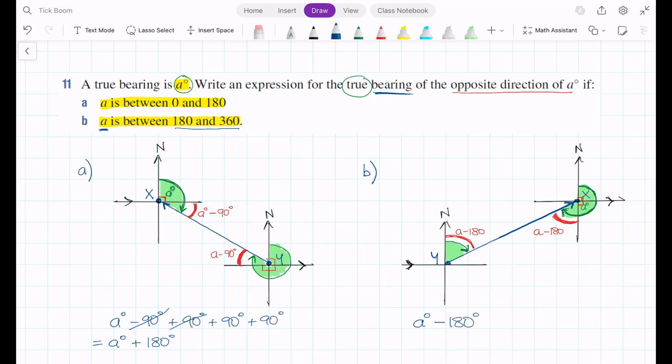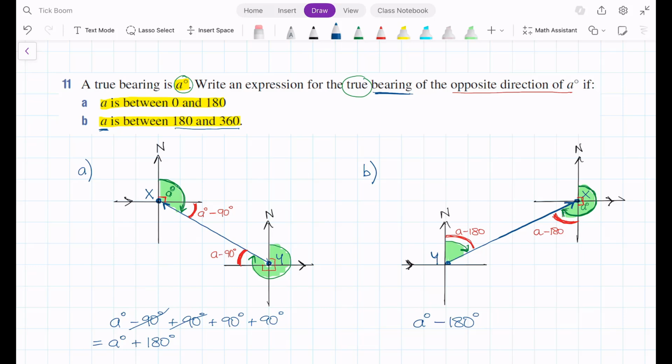And you may find that equally interesting because for part A, when we had a true bearing of A, the true bearing in the opposite direction was A plus 180. Now, in the same situation, which is simply with A being more than 180 degrees, the true bearing in the opposite direction is A minus 180 degrees. So there's a kind of symmetry to those answers, which is somewhat interesting. So that's basically how you tackle that question. Hopefully you were able to follow along there.